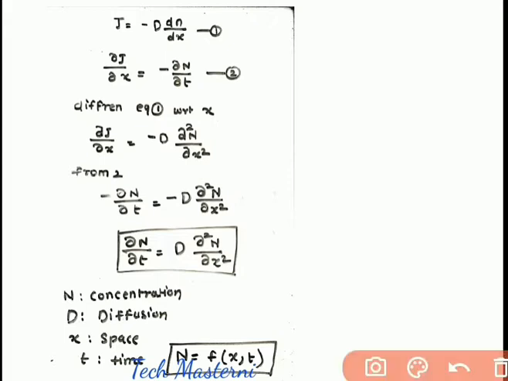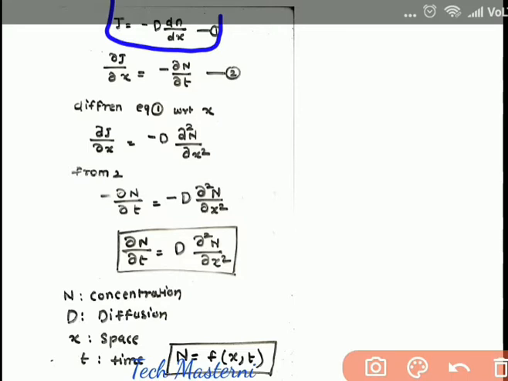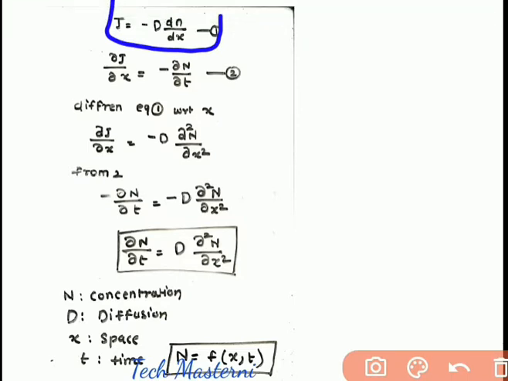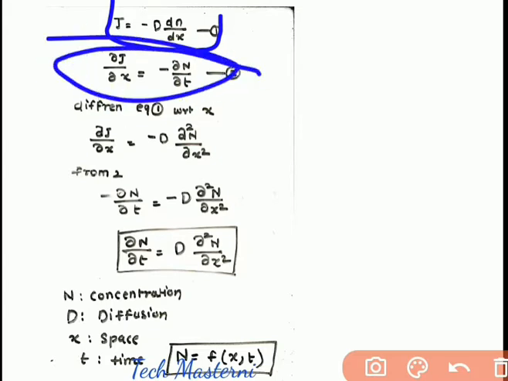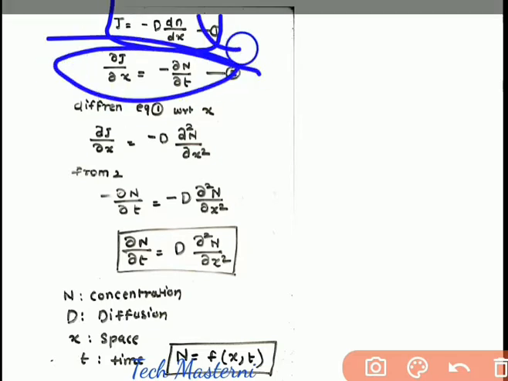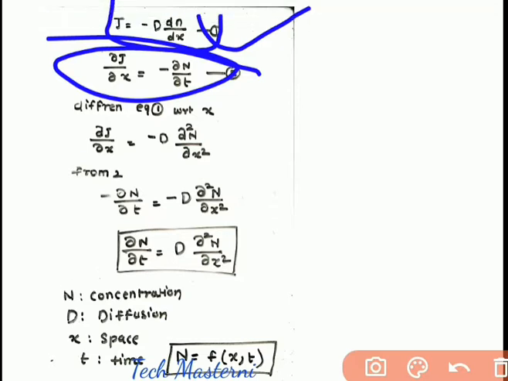We know in Fick's first law, J is equal to minus D dn upon dx. This is our first law, and our second law states this. If I differentiate my first equation with respect to x, then it will be dJ upon dx equal to minus D times the derivative, so ∂²n upon ∂x². Now I can use dJ upon dx is equal to minus dn upon dt here.